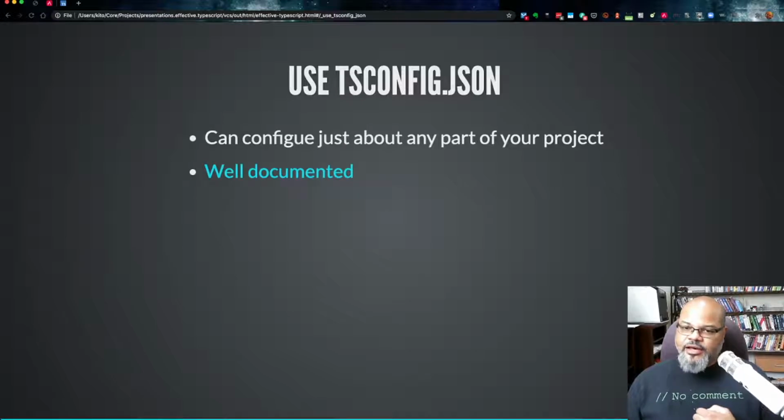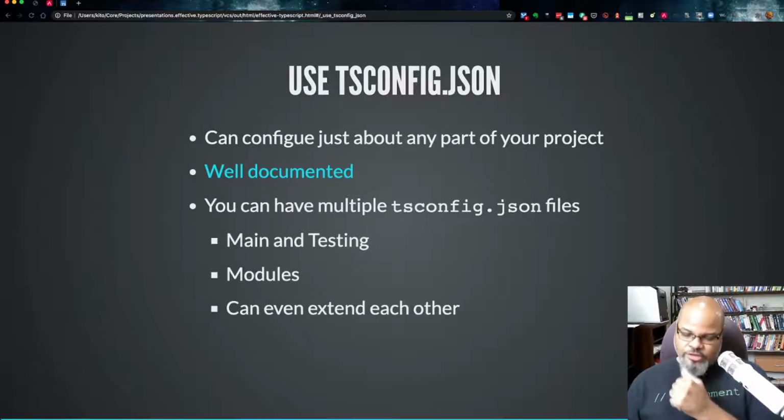As we said earlier, use tsconfig.json. You can specify most of the compiler options, or all of them, on the command line, but you're usually better off using your tsconfig.json file, and it has lots of great features in it. It's really well documented now, so I encourage you to see what you can do with it.